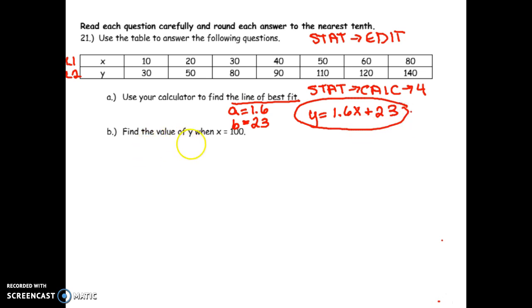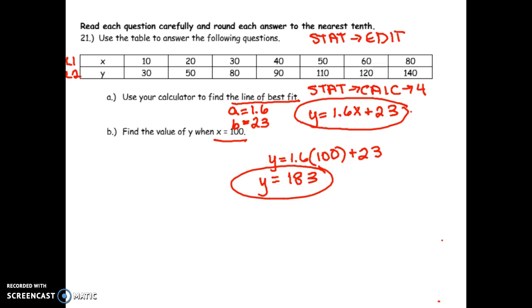It says find the value of y when x is equal to 100. So all you're going to do is plug in y is equal to 1.6, and you're going to let x be 100. So instead of x, you have 100, plus 23. Follow order of operations. Y is just going to be equal to 183. Okay, moving on to 22.